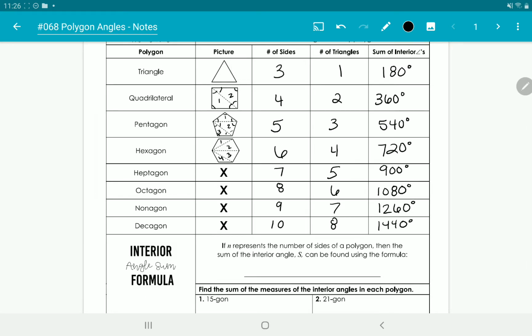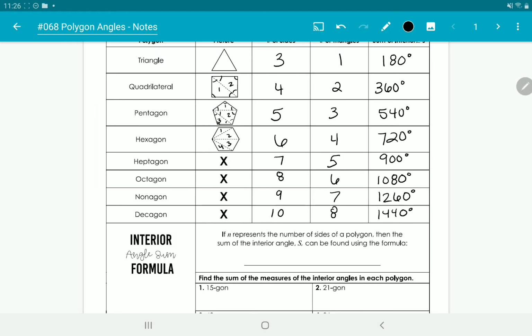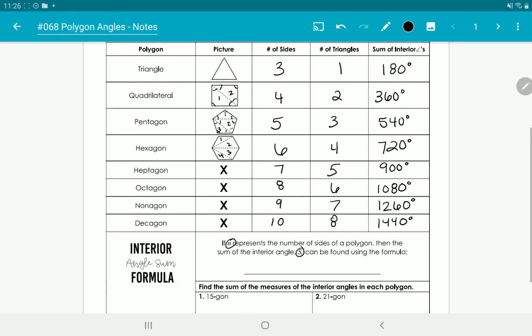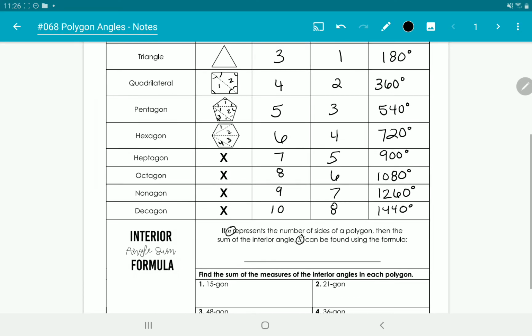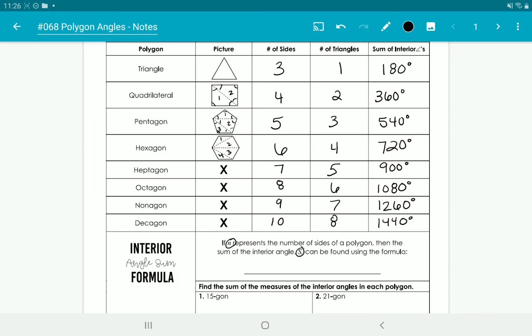Now looking at these, we're going to try and relate the number of sides to the sum of the interior angles. So we're trying to determine how many triangles there are based on the number of sides. We can see 3 sides gives you 1 triangle. That's subtracting 2. 4 sides gives you 2 triangles. You subtract 2 from there. 5 minus 2 gives you 3. So every time we're just subtracting 2 from the number of sides to get the number of triangles.